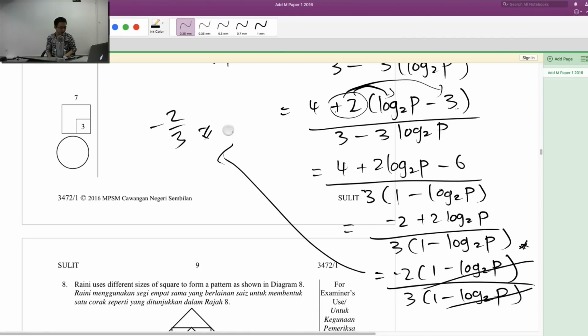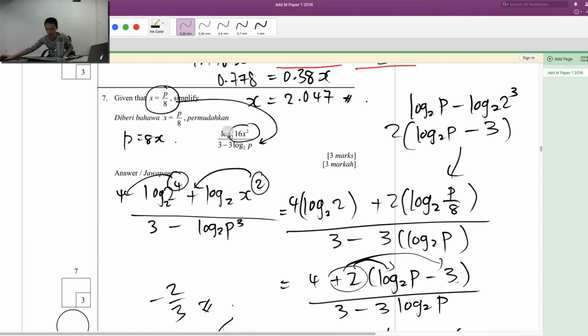Sir, apologize, what I mean is x. Yeah, of course you can straight away substitute the x into the x here. It's the same thing. Because at the end, you just need to get -2/3.